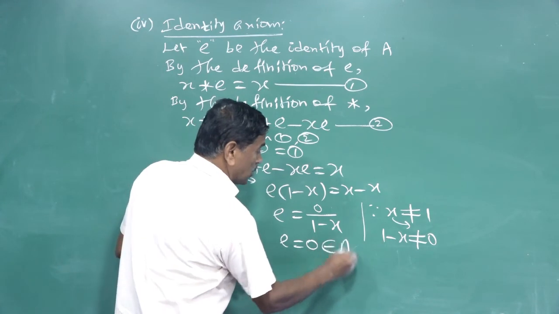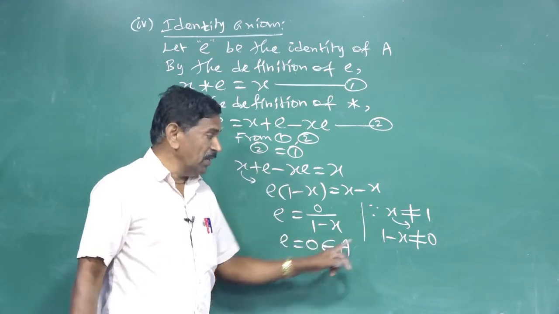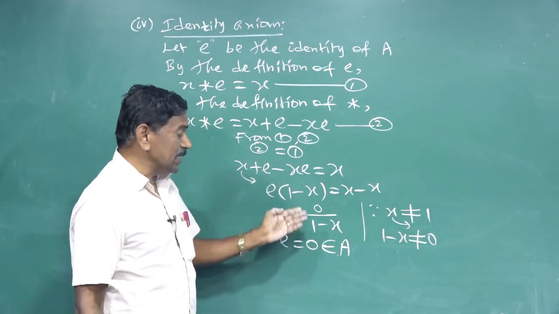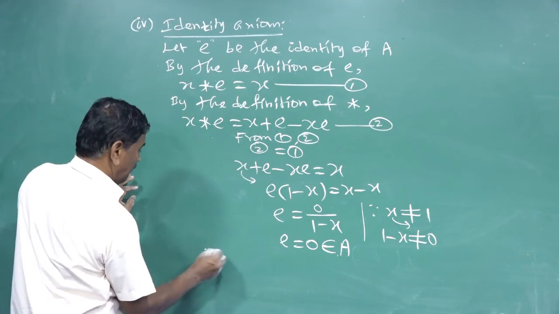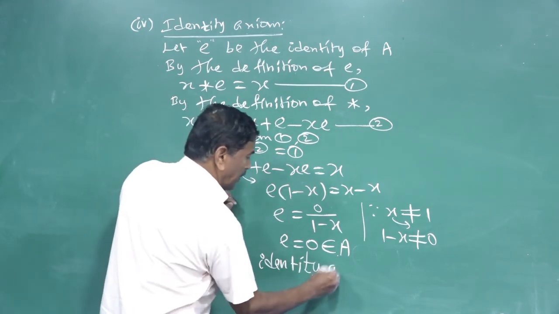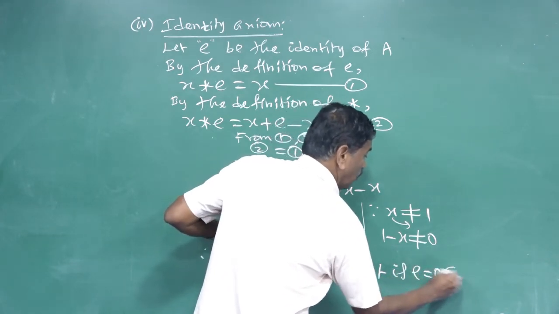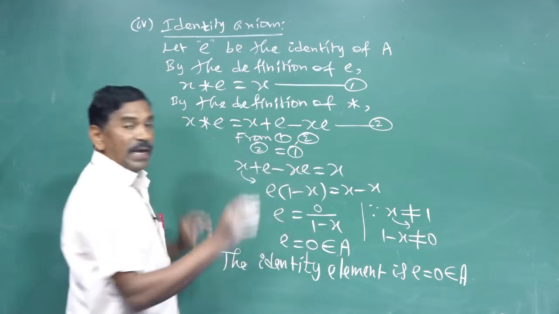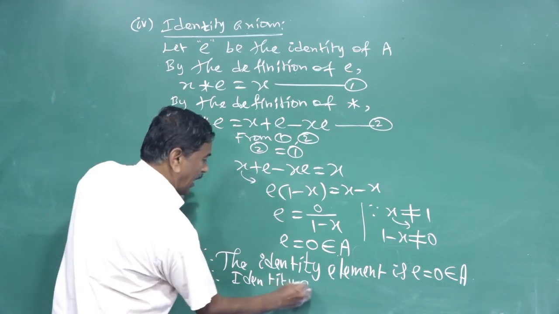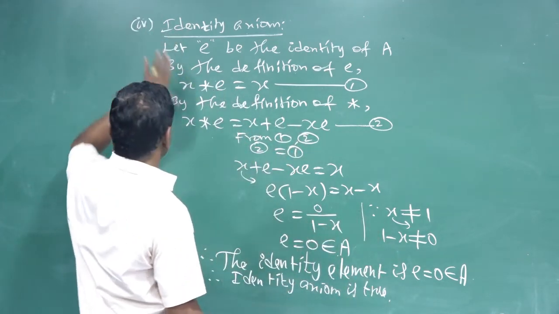E equal to 0 belongs to A. But 1 does not belong to A, while 0 belongs to A. Therefore, the identity element is E equal to 0, which belongs to A. Therefore, the identity axiom is true. Okay, subdivision 4 is completed.